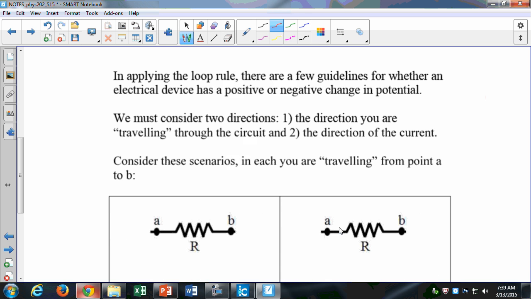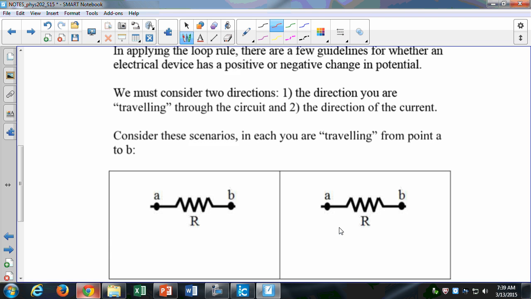Okay, so here we have a few guidelines. When you're going around a loop, a closed loop in a circuit, you'll need to decide whether the change in potential across a resistor is negative or positive. And we'll have 4 little guidelines for you to know about when you're going across a resistor, is the change in potential positive or negative? And when you're going across a battery, is it positive or negative? We'll have two directions that we have to consider. The direction of the current and then the direction that you're traveling.